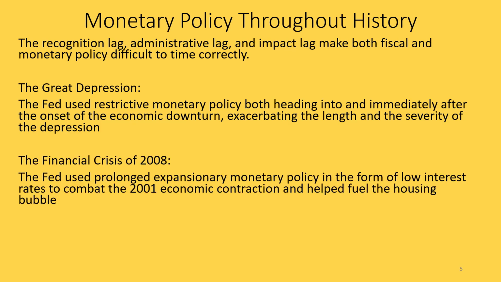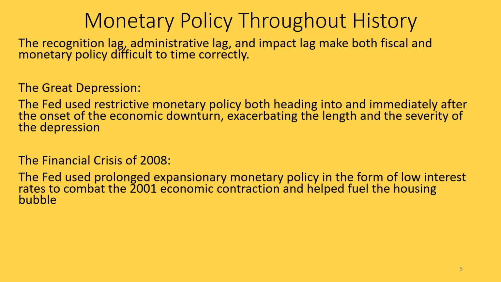Remember that the financial crisis of 2008 was largely fueled by the Fed using prolonged expansionary monetary policy in the form of keeping interest rates low to combat a 2001 economic contraction that was largely caused by the terrorist attacks on September 11th. And unfortunately, that helped fuel the housing bubble by getting people to buy these adjustable rate mortgages at a time when these mortgages were becoming quite toxic due to those lower lending standards.